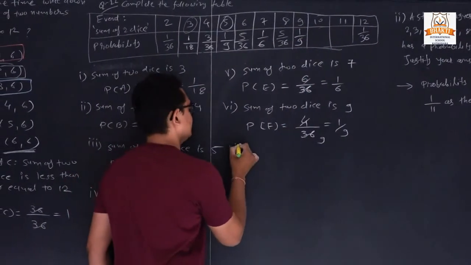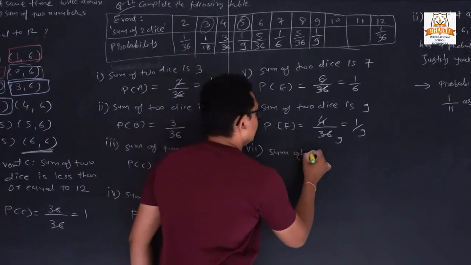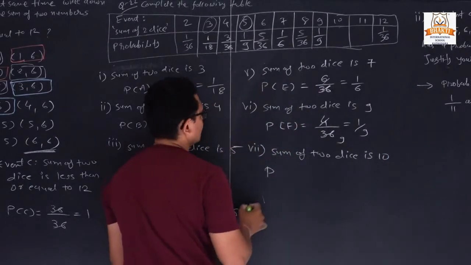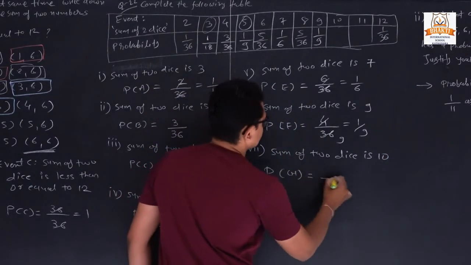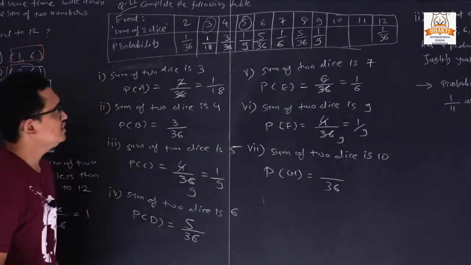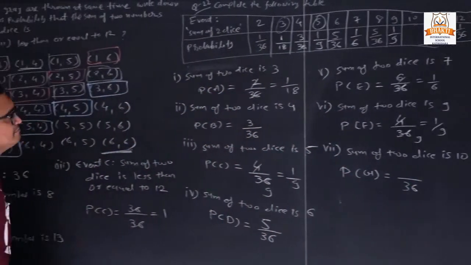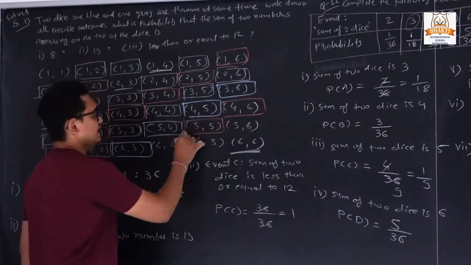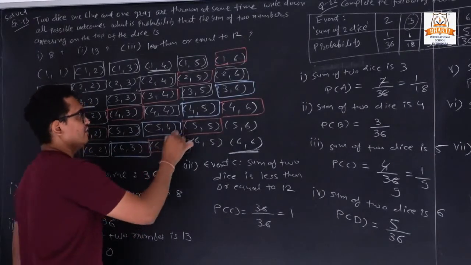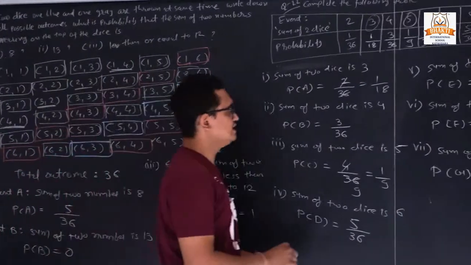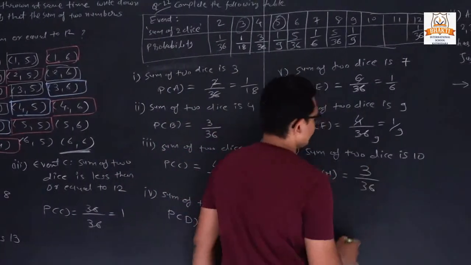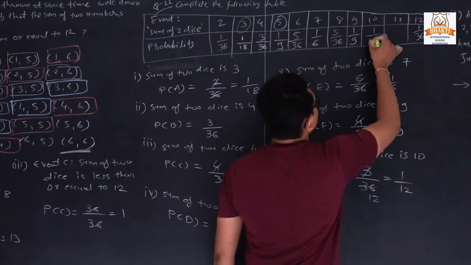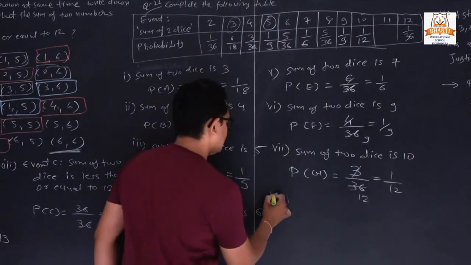Now next, sum of 2 dice is 10. So total events are 36. So how many events have a sum of 10? So see that 4 plus 6 is 10, 5 plus 5 is 10, 6 plus 4 is 10. So 1, 2 and 3 events have a sum of 10. So 3 upon 36. 3 ones are 3, 12 threes are 36. So it is 1 by 12.